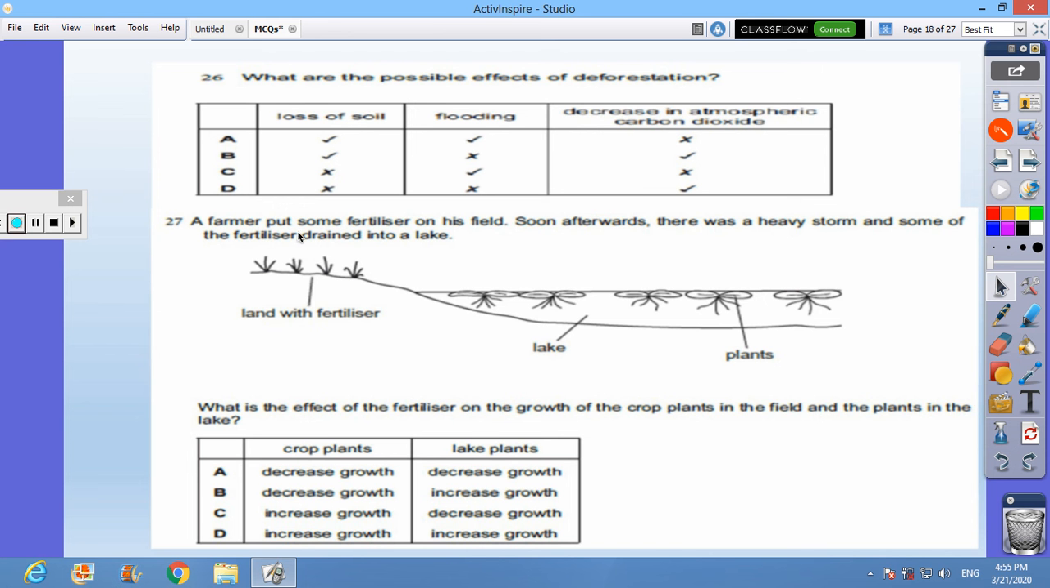27. A farmer put some fertilizers on his field. Soon afterward, there was a heavy storm and some of the fertilizers drained into a lake. What is the effect of the fertilizer on growth of the crop plants in the field and the plants in the lake as well? There would be a decrease in growth of the crop plants, decrease in growth of the lake plants. That's why the answer is supposed to be there would be an increase in the growth of the crop plant and an increase in the growth of the lake plants. That's why the answer is D.